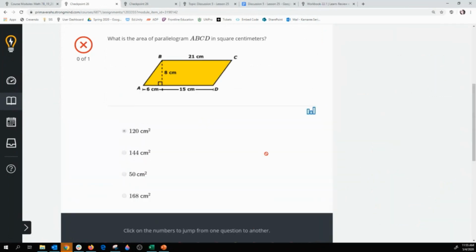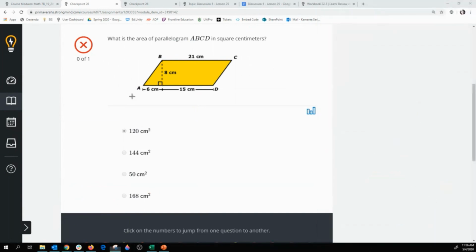All right, number 6, we have a parallelogram ABCD, and we want to know what is the area of it. Okay, so when we look at this picture here, there's a lot of stuff that's going on. So we don't know what the area of a trapezoid is, that's what this figure is. It's a trapezoid, it's kind of like a slanted rectangle. We don't know that area formula.